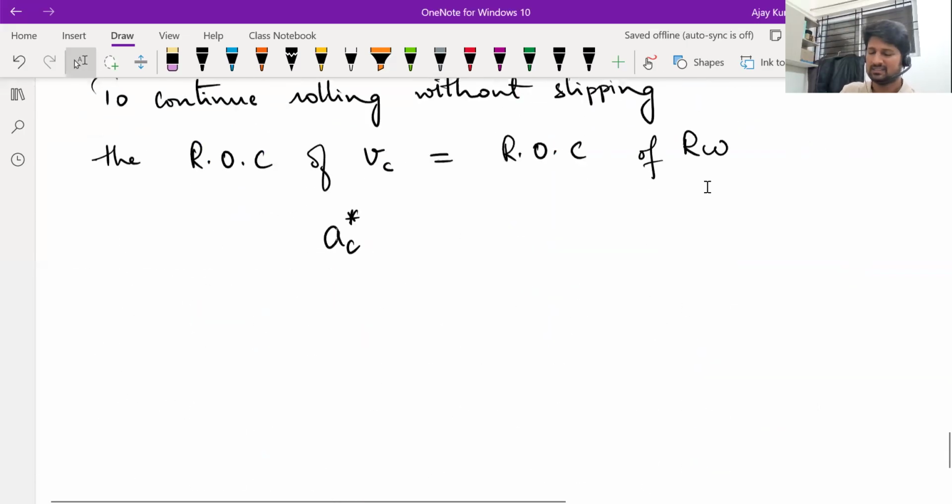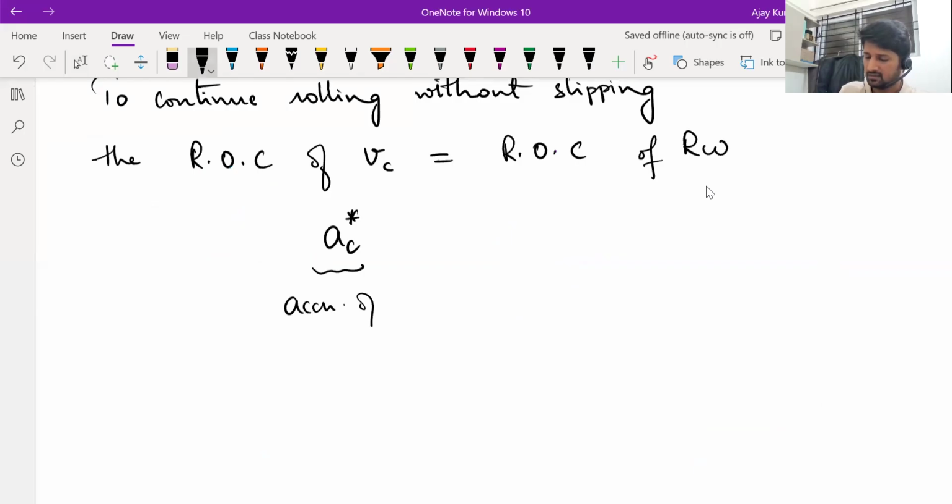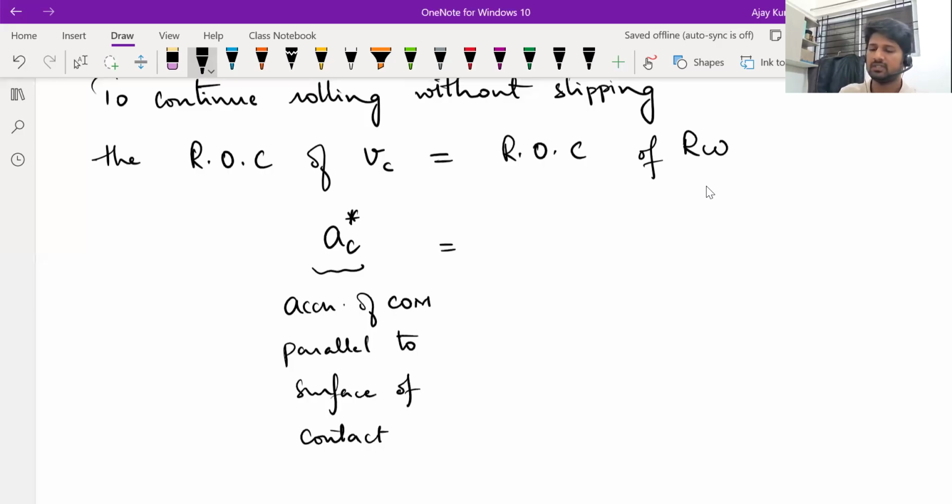Okay. So this AC, why I'm putting a star here, AC is the rate of change of speed of center of mass. So basically this is the acceleration of center of mass parallel to the surface of contact. This must be equal to rate of change of R omega. R is constant anyway, and rate of change of omega is what you call alpha. So AC should be equal to R alpha. This is the condition to continue pure rolling.